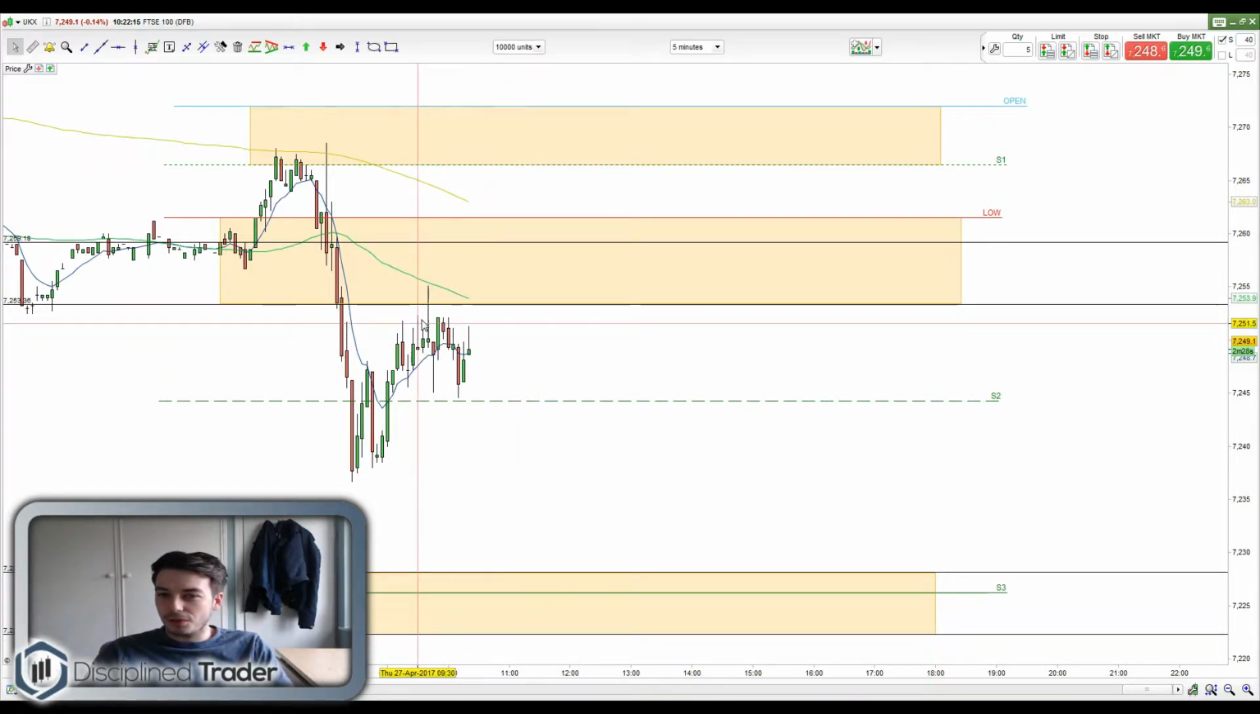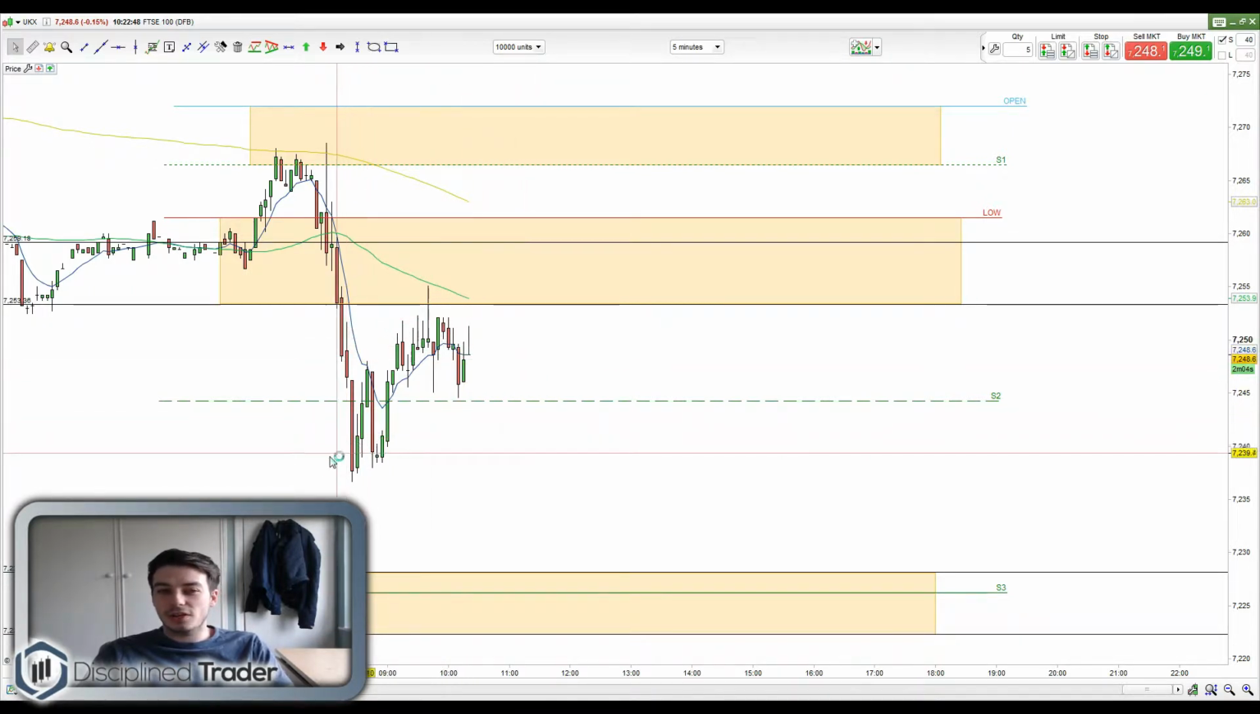Basically what I look for from an area like this is for price to move into it, test this blue line here, which it's done, re-enter, and then give me another signal, and that's when I take the trade. You can see that we've come close to re-entering, but just not quite got there.